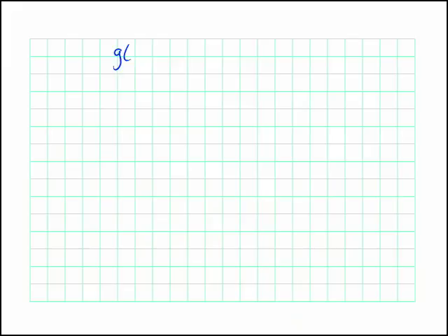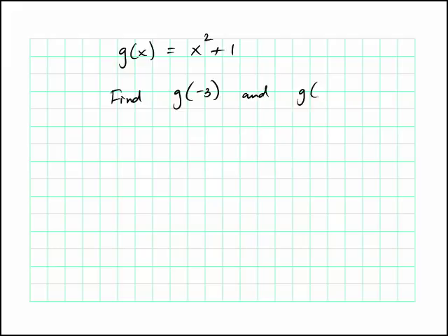Say we have g of x. You don't have to use f of x. G of x and h of x are their common function names. Let's say g of x equals x squared plus 1. Let's find g of negative 3, and we'll also find g of a.